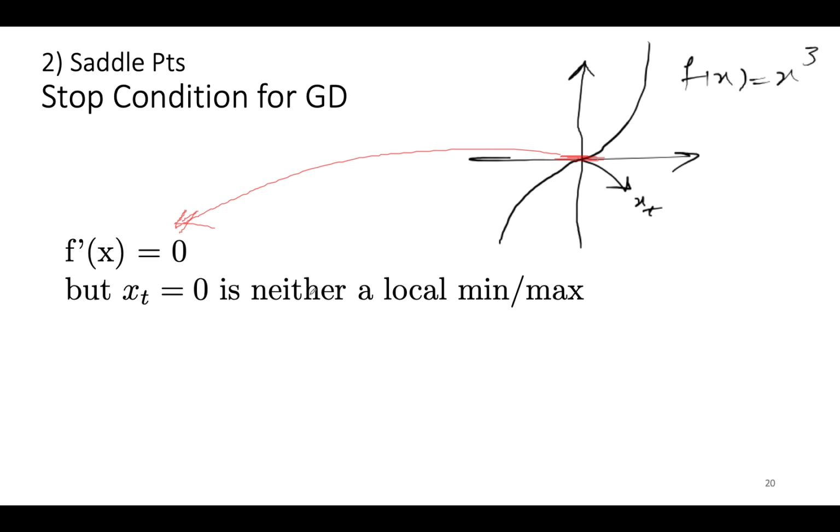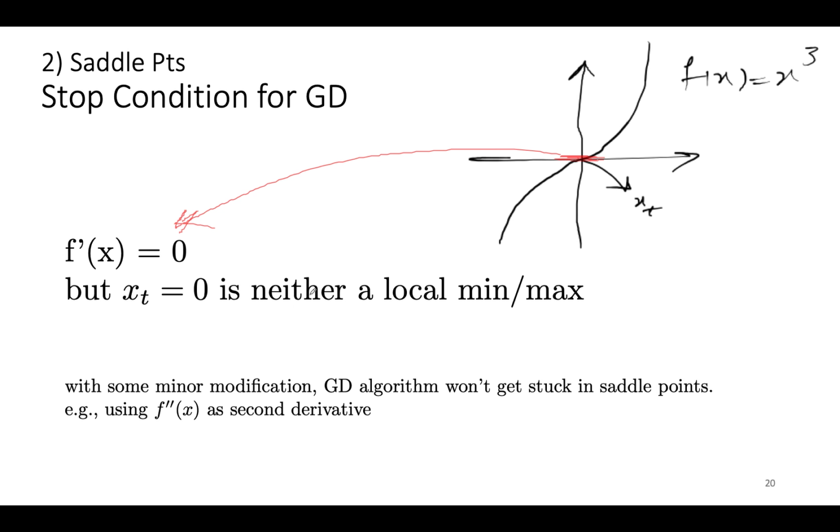So how do we tackle this? Any suggestions? With the second derivative. Yeah, this is the easiest way. So in many gradient descent algorithms, you have the option to go on a second derivative, right? So with minor modification, the GD algorithm won't get stuck in the saddle point. For instance, we can use the second derivative. Okay?